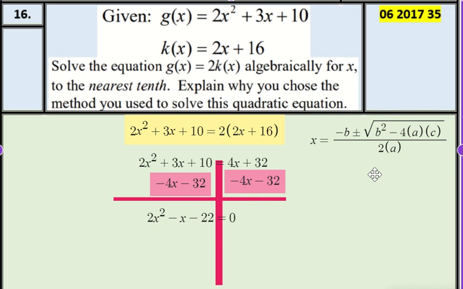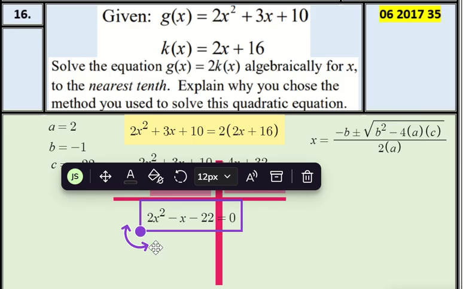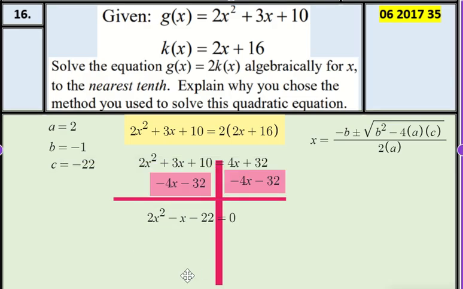So we need to identify a, b, and c. A is the number in front of your squared term. A is 2. B is the number in front of x, but you keep the sign with it. So b is negative 1. C is the constant all by itself that has a sign. This is an integer, negative 22. Now we're going to take A, B, and C and plug them into the quadratic formula.